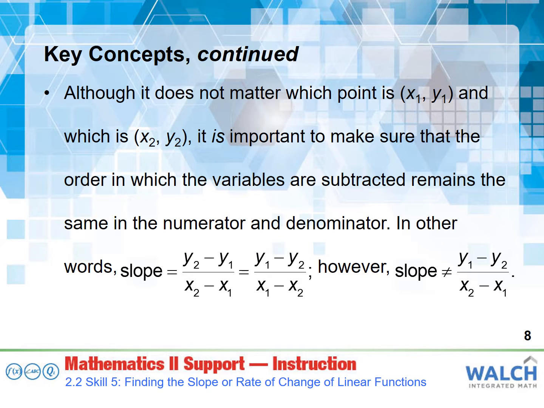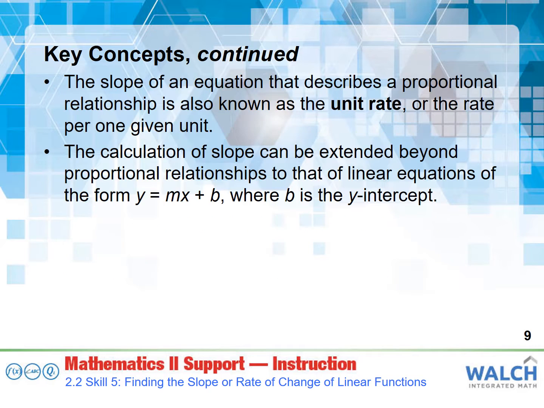So although it doesn't matter, it is important to make sure that the order in which the variables are subtracted remains the same in the numerator and the denominator. In other words, if you had y2 over y1 over x2 minus x1 equaling y1 minus y2, it would not yield the same slope. You can flip the points, but you cannot do point 1 first. You've got to do the second point minus the first point always.